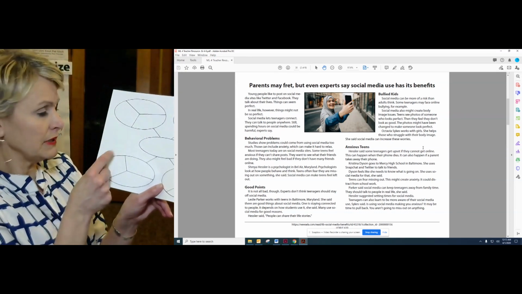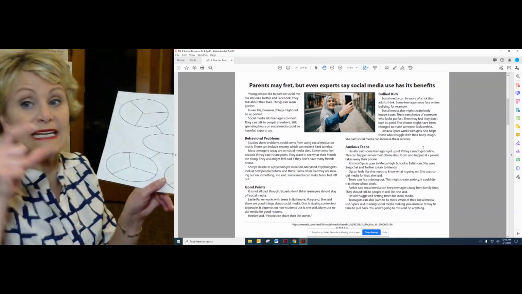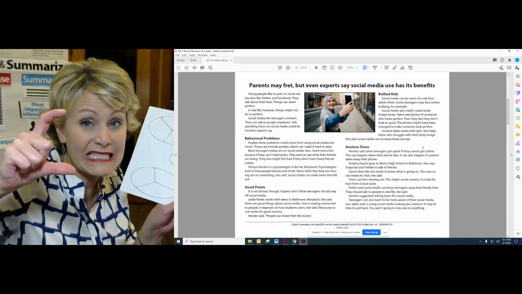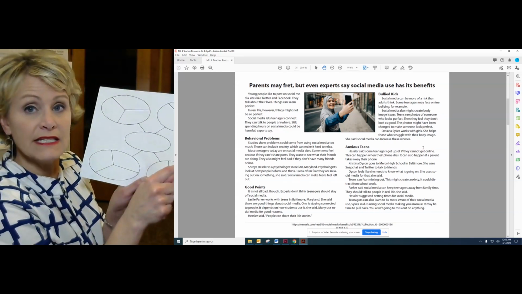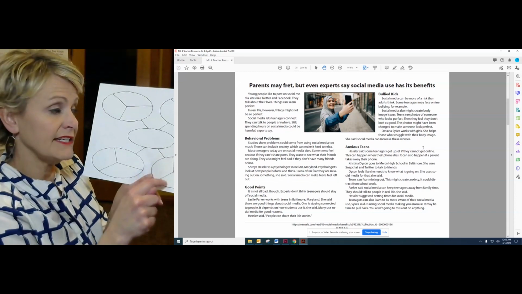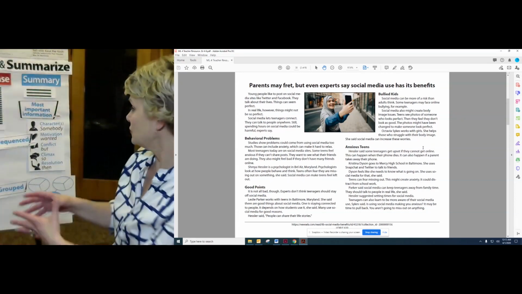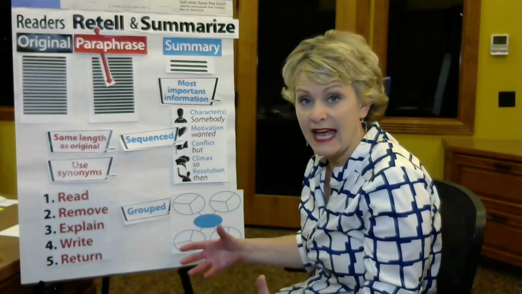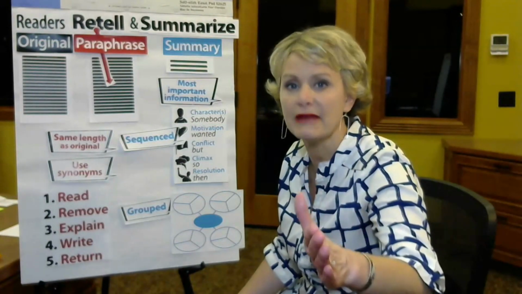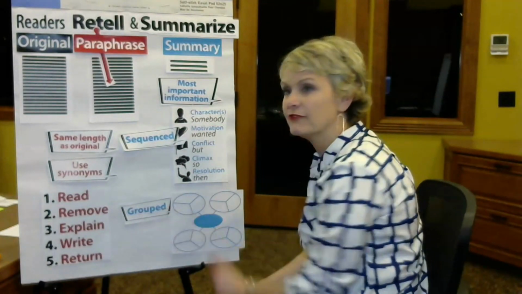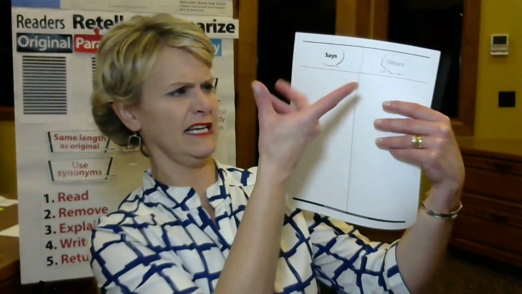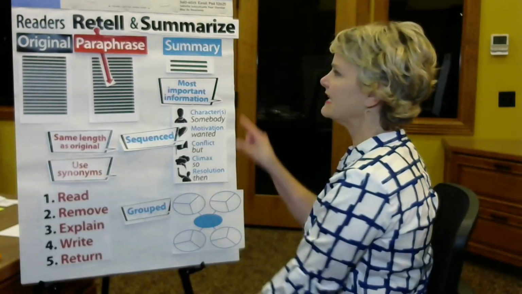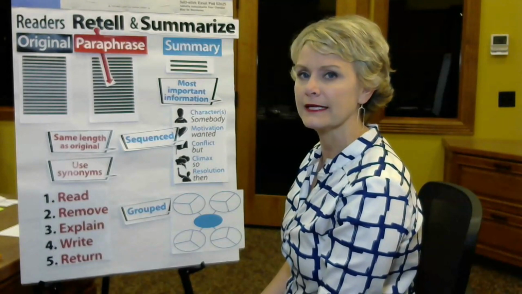The next label says bullied kids. Any details that you read in that section about bullied kids, any of those details will go here. And then the last one, anxious teens. Any details about that would go here. What we're learning to do is when we read informational text and it has subheads, we want to keep the information grouped. We don't want to just do a grocery list of details. We want to be able to group it so we can eventually write an organized summary.